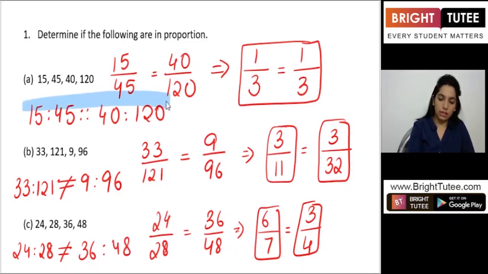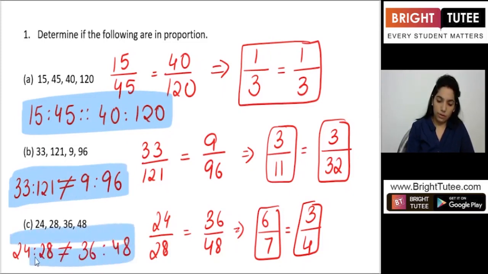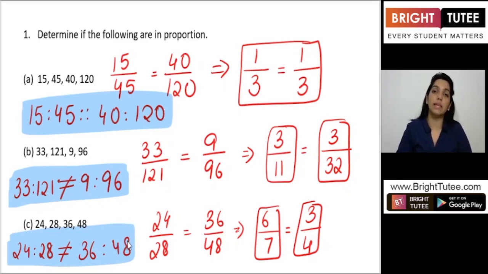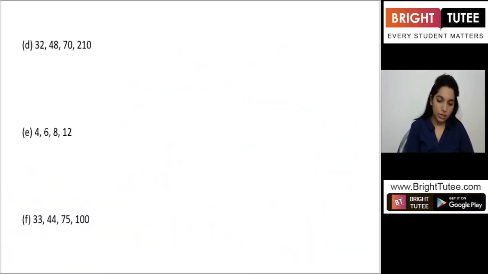Here these are the answers that I'm highlighting. We have compared the given respective terms, and by checking whether they are in proportion or not, we can say whether the product of extremes is equal to the product of means or not. Let us check for this one now. It is 32 over 48 and here it is 70 over 210.